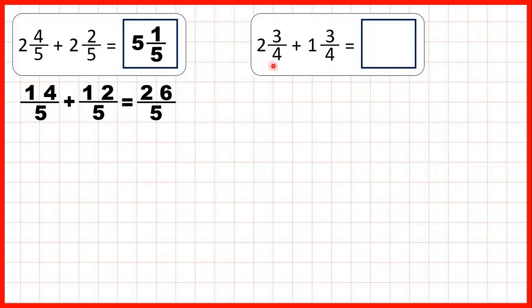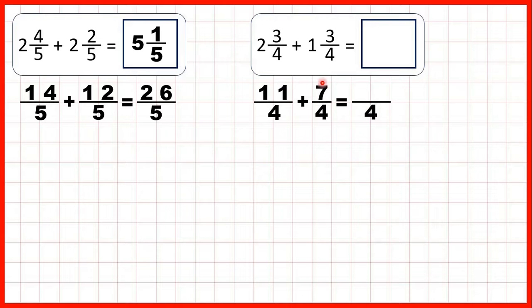Now we have 2 and 3/4 plus 1 and 3/4. As an improper fraction, 2 and 3/4 is 11/4, because 2 times 4 is 8, and then 8 plus 3 is 11. We're adding 1 and 3/4, so that's 7/4 as an improper fraction, because 1 times 4 is 4, plus 3 is 7. When we add fractions, even improper fractions, the denominator always stays the same in our answer.